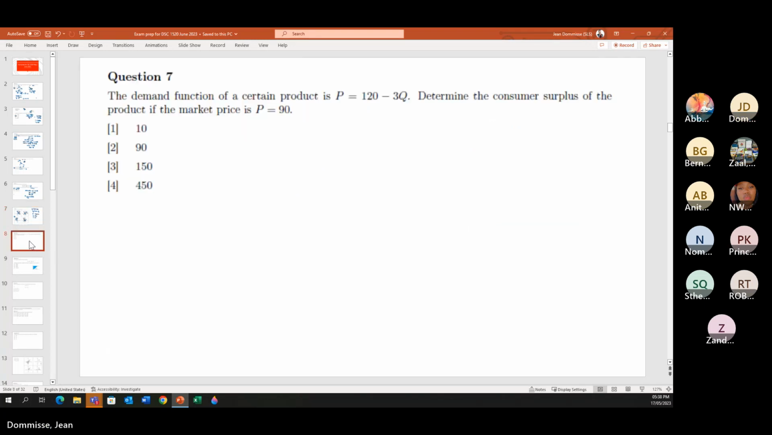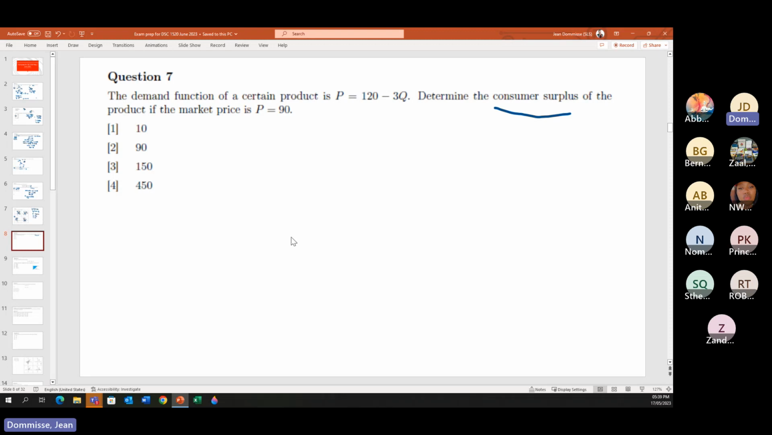Okay, then the next one that we're looking at now is consumer surplus. That was towards chapter 5, 6, so going from chapter 2 to chapter 5, 6. They tell us the demand function of a certain product is that. Determine the consumer surplus of a product if the market price is equal to 90.